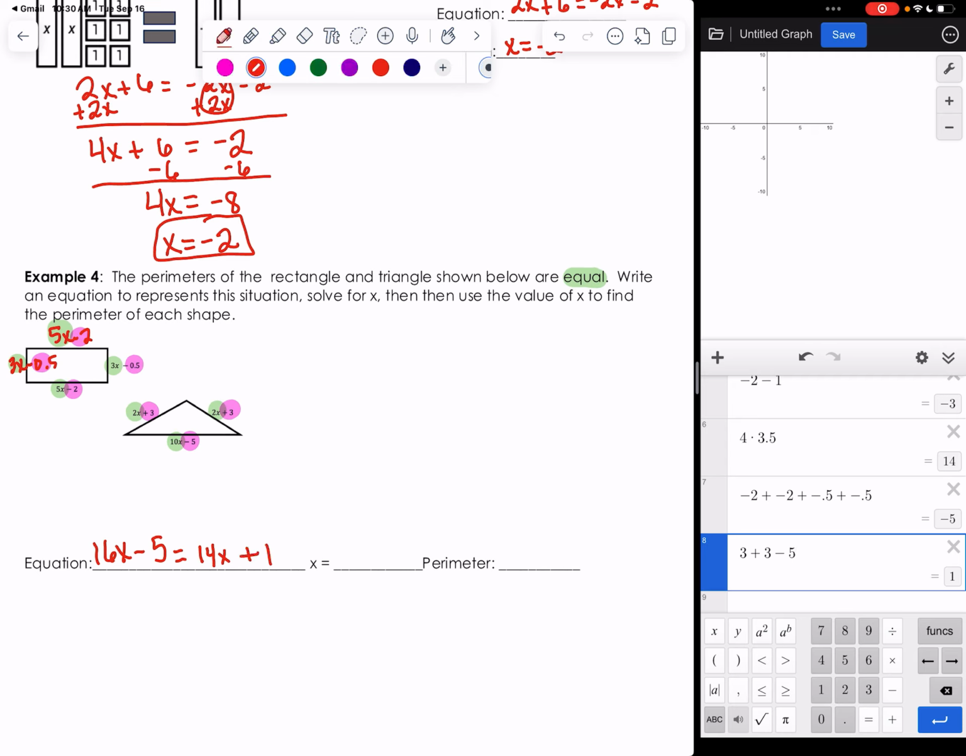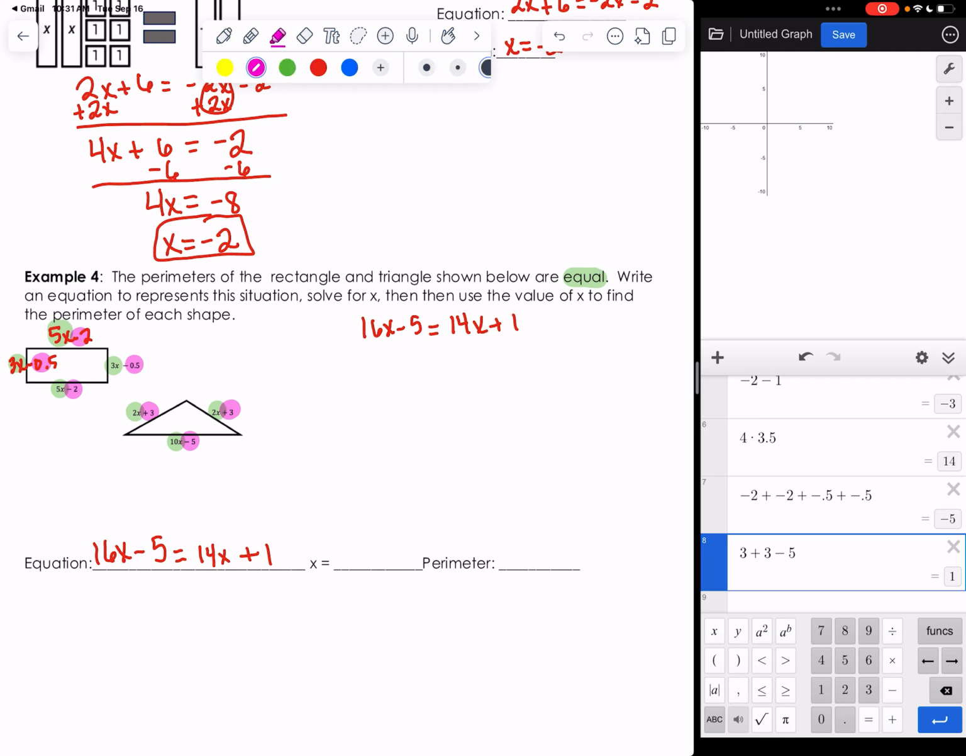So now we have the equation that represents this situation. 16x minus 5 is equal to 14x plus 1. Okay, now we're going to solve this. So I'm going to come up here where I have a little room. 16x minus 5 equals 14x plus 1. All right, pause the video and try to solve this equation on your own.